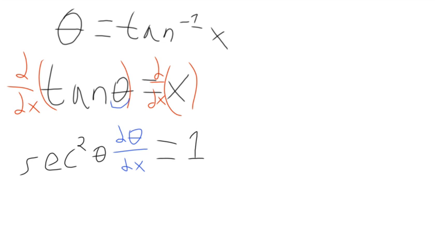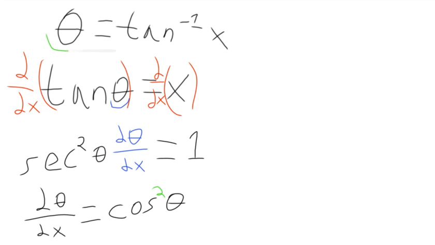So now to isolate the d theta dx, I'm going to divide both sides by secant squared theta. So that tells us that the d theta dx equals 1 over secant squared theta, also known as cosine squared theta. Perhaps I will put down the squared in a different color so that we don't forget about it later.